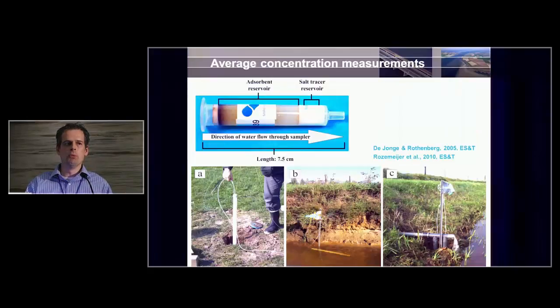For nutrients, we have some more experience with these passive samplers, the sorbet cells. When some of the water goes through this part, it captures the nutrient that we're interested in. And here a salt is released, and the amount of salt that is released is a measure for the amount of water that went through. So together, this gives the mass and the volume, which gives you an average concentration over the period of installation. We've been using that in groundwater, but also in surface water and tile drain water.